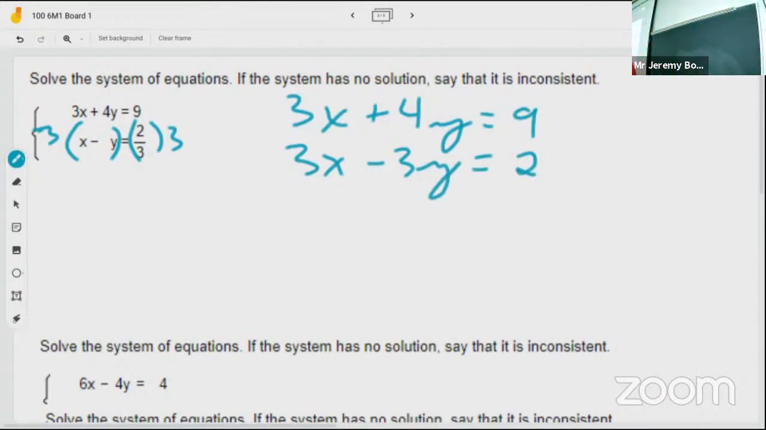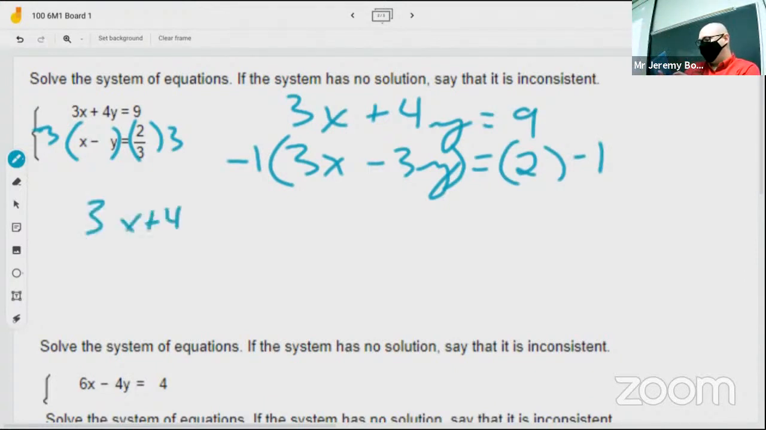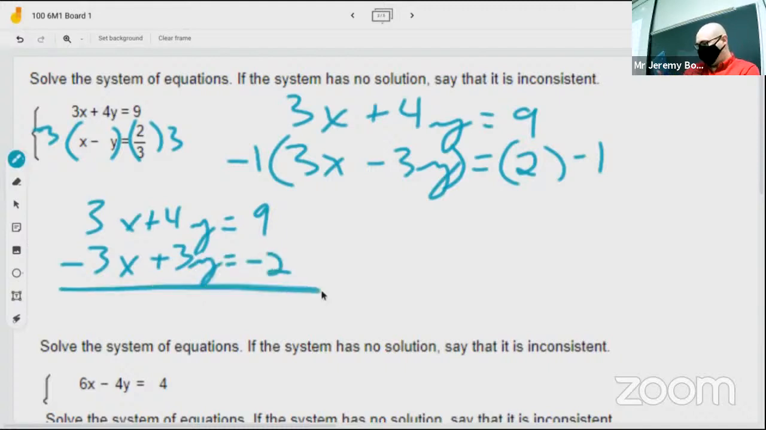And so you're saying that you have a 3x, right? And you want to get rid of the x's, eliminate those. So I guess you multiply this one by negative 1. You probably did negative 3 from the beginning. Is that what you did? Yeah. Okay. And so let's rewrite it. 3x plus 4y equal to 9. And we'll have negative 3x plus 3y is equal to negative 2. So now work this out. We have 0 plus 7y is equal to 7. Divide both sides by 7. So y is equal to 1.